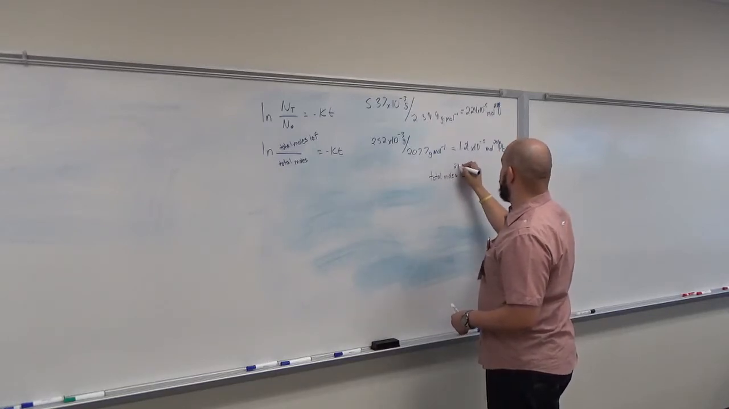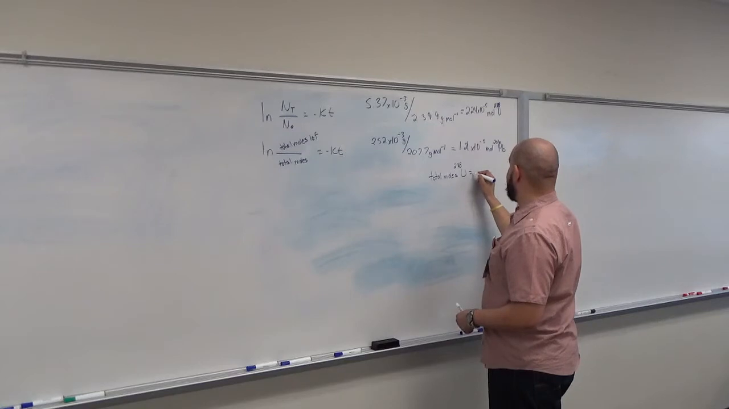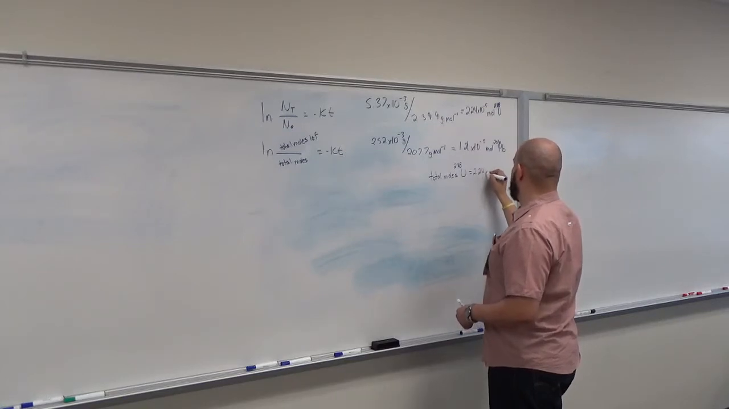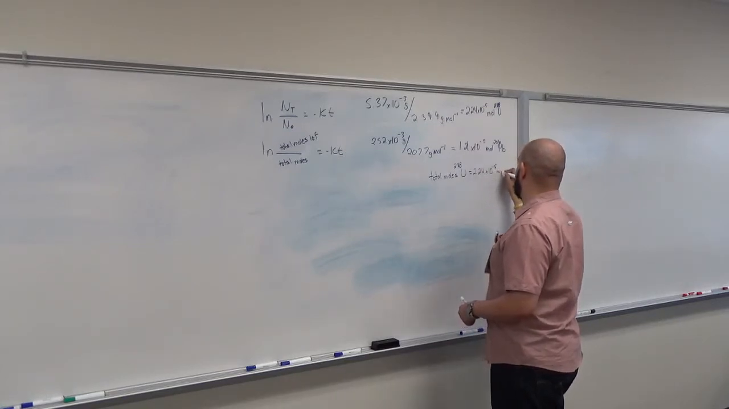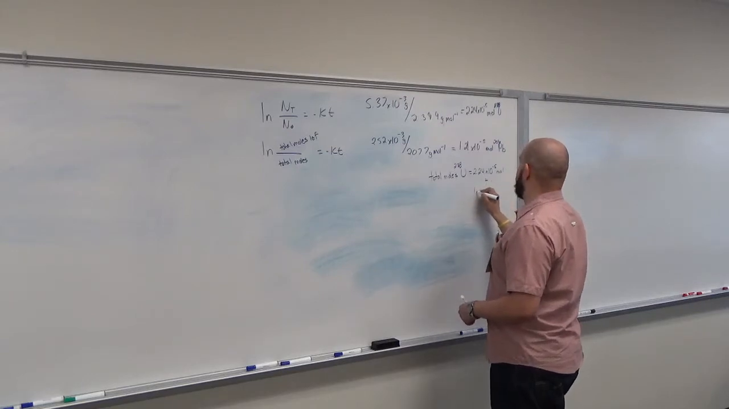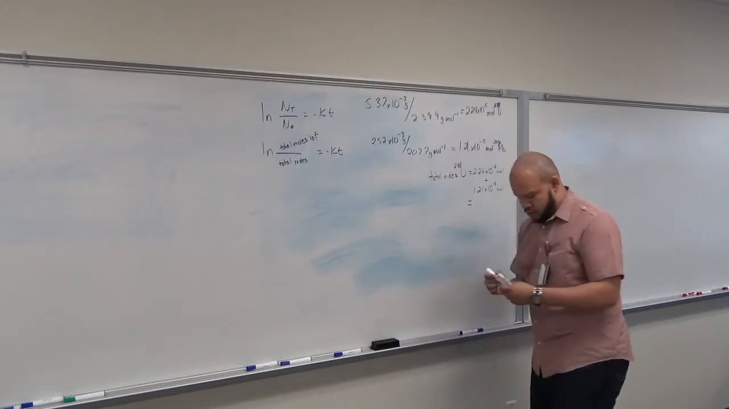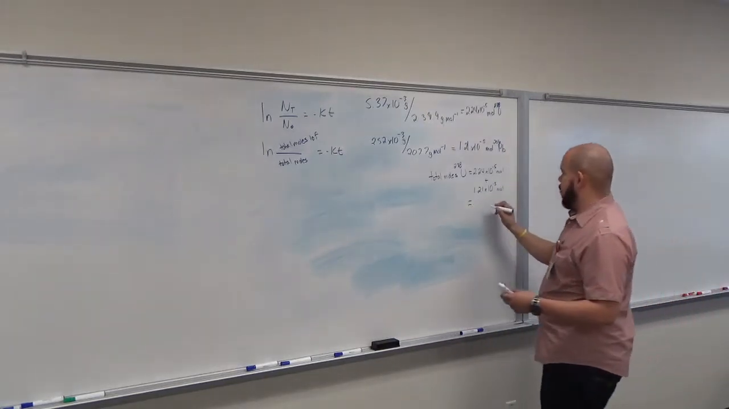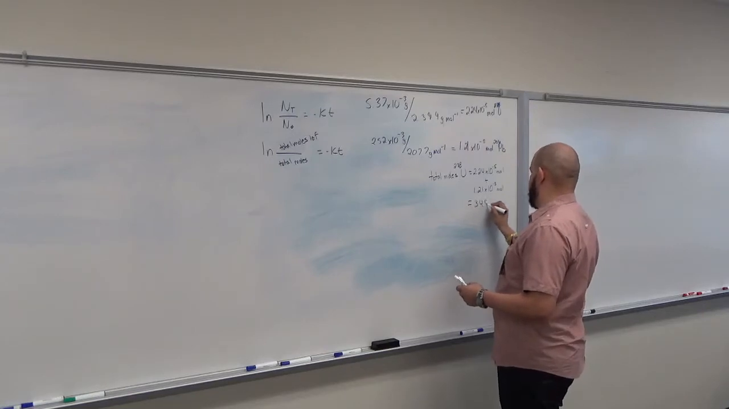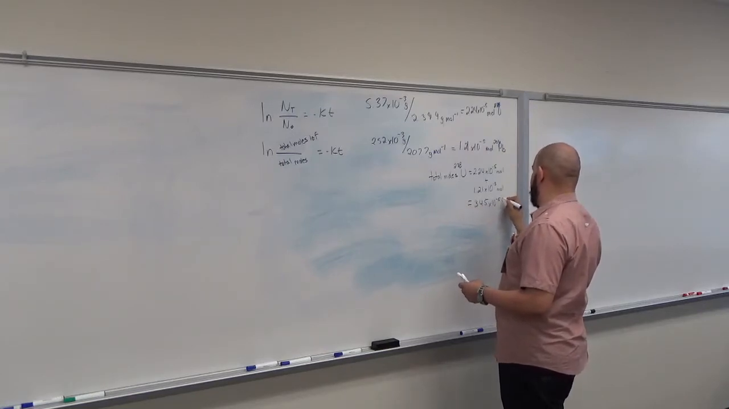So if we add these together, we can say that the total number of moles of uranium-238 that we started with has to equal 2.24 times 10 to the negative 5 moles plus 1.21 times 10 to the negative 5 moles, and that is equal to 3.45 times 10 to the negative 5 moles.